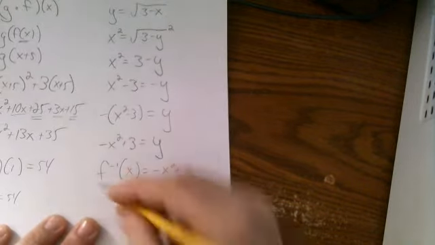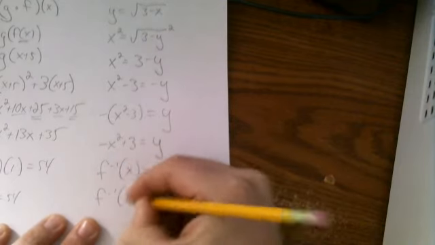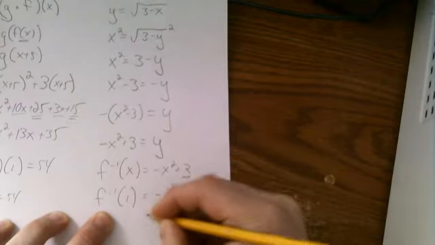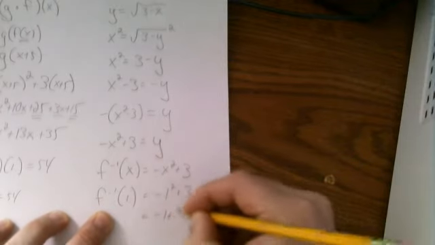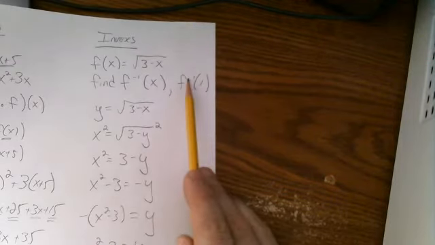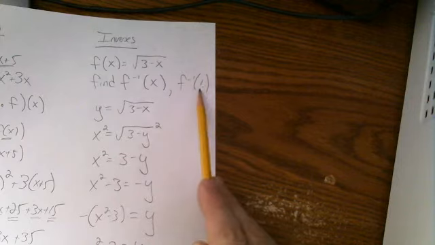So we found f inverse of x, which means f inverse of 1 is negative 1 squared plus 3, which is negative 1 plus 3, which is 2. So this notation here is simply asking me to find the inverse first and then plug in 1.